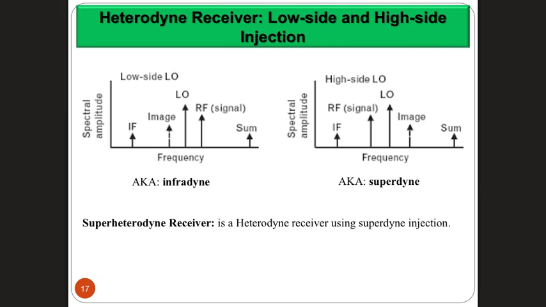What's the difference between those two? Well, there are some practical aspects that in some applications make one better than the other, and in other applications it's the opposite. Generally speaking, the superdyne, or the case when you have your local oscillator higher than the desired signal, is more practically better than the case of the infradyne, where you have your local oscillator lower than the desired signal.